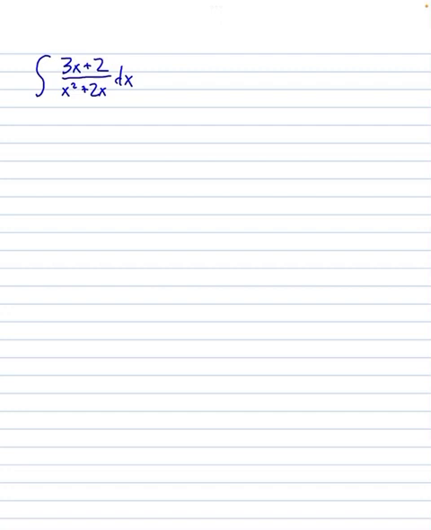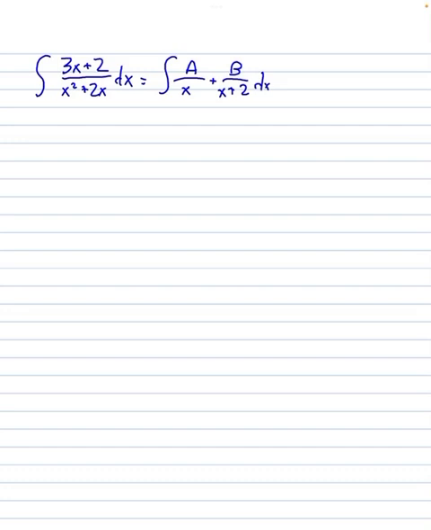So here we have the integral of 3x plus 2 divided by x squared plus 2x. So what we do in this case, we want to rewrite this. When we factor that denominator, it's going to be A over x plus B over x plus 2. Remember, we factored that denominator x squared plus 2x. When we pull out the greatest common factor, we have x times x plus 2.